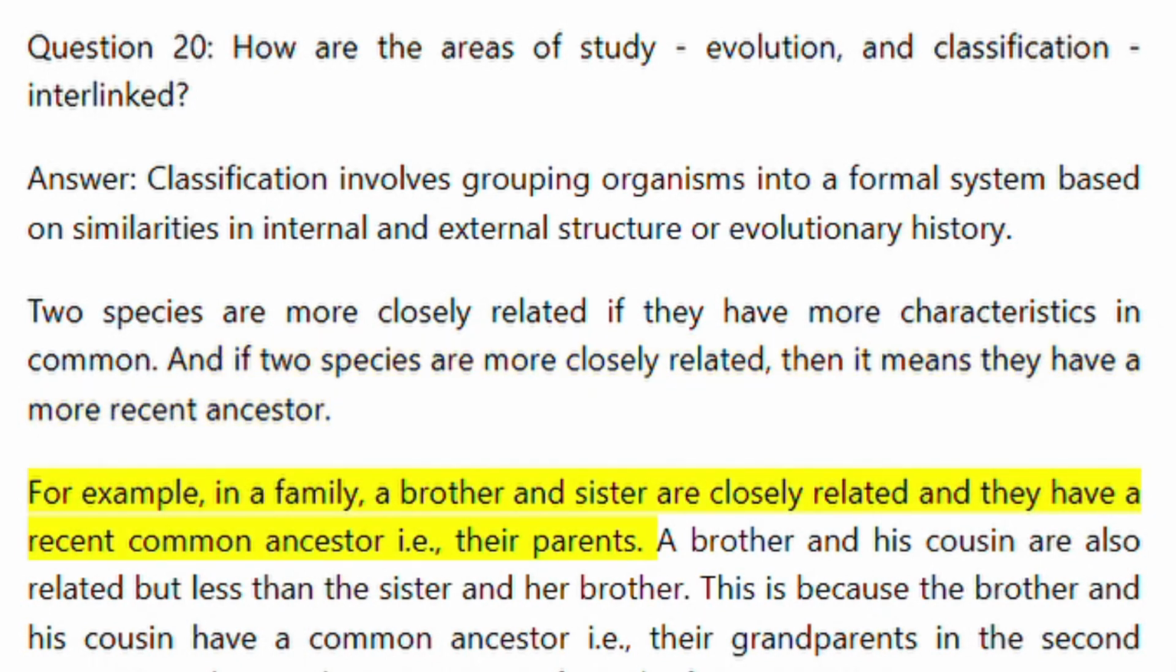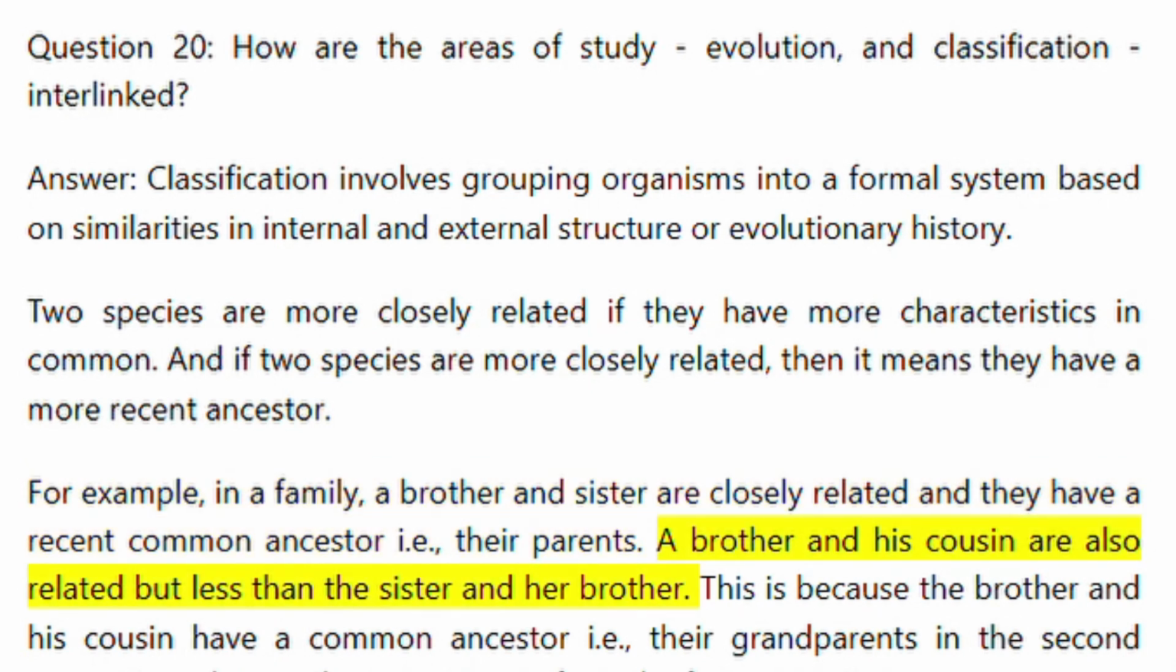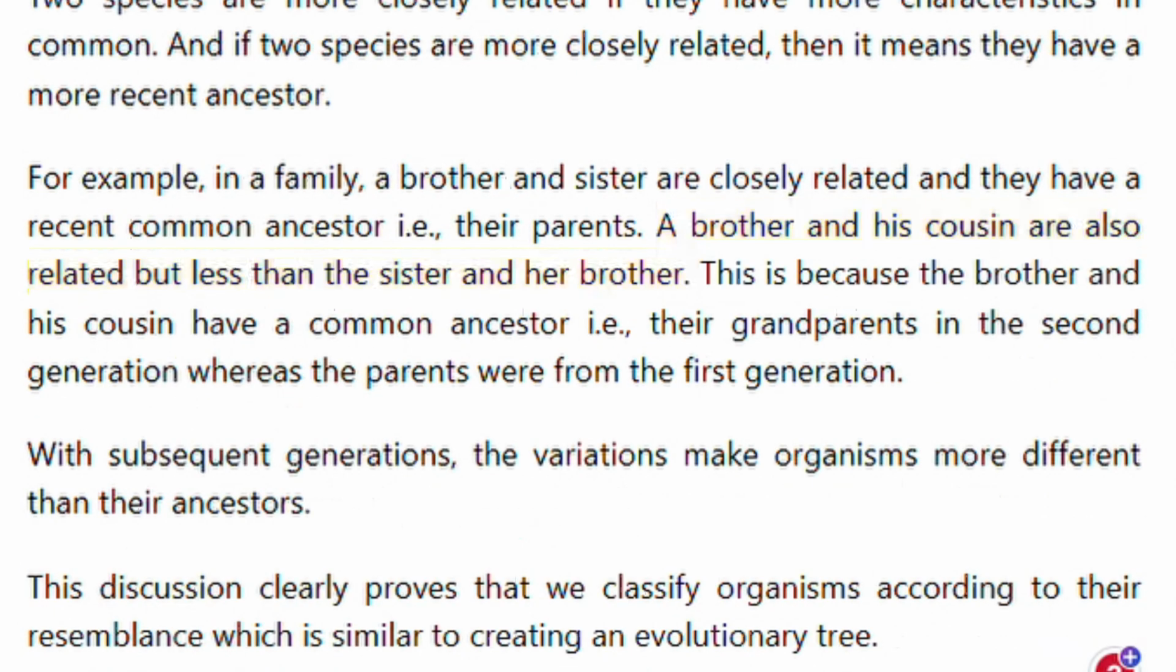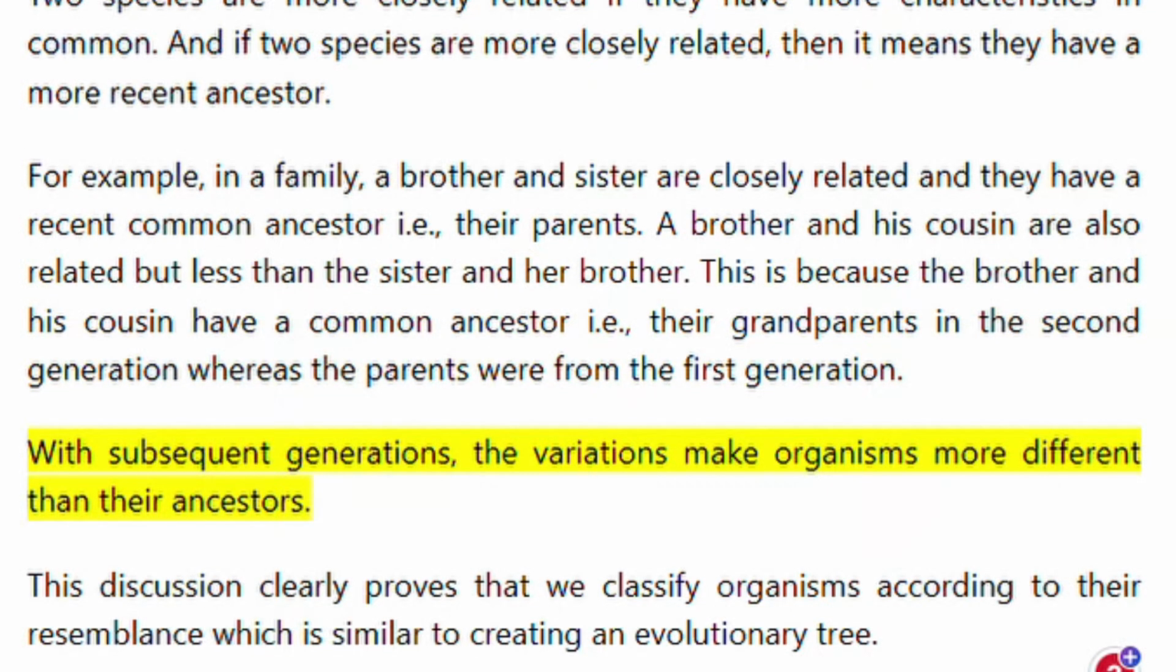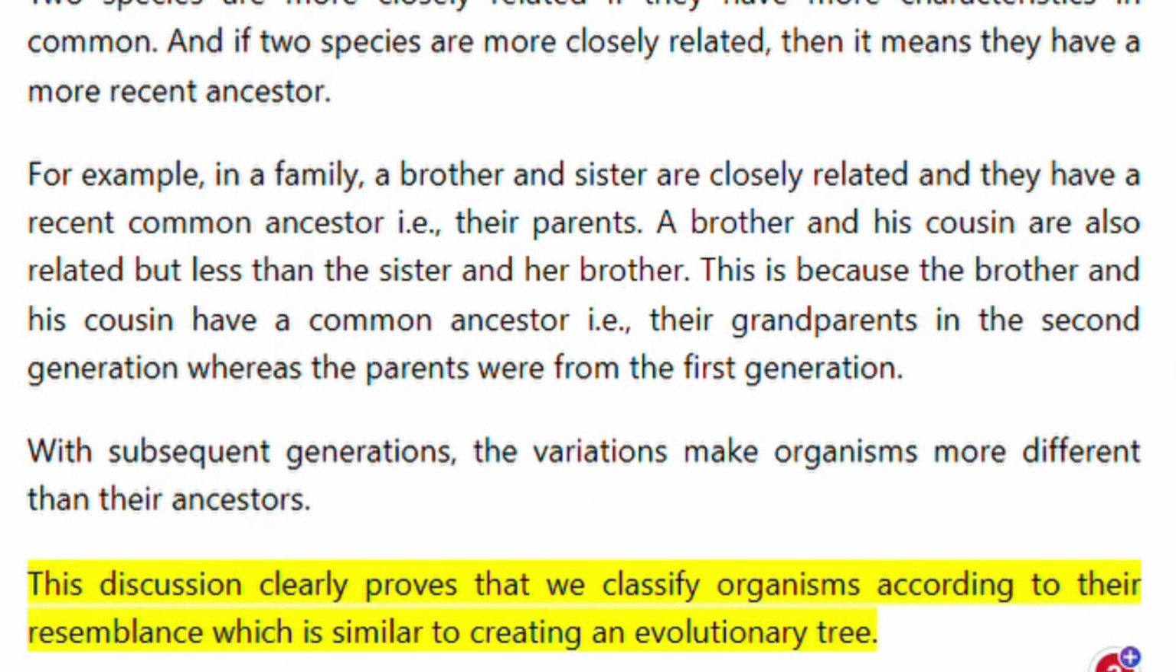For example, in a family, a brother and sister are closely related and they have a recent common ancestor, i.e., their parents. A brother and his cousin are also related but less than the sister and her brother. This is because the brother and his cousin have a common ancestor, i.e., their grandparents in the second generation, whereas the parents were from the first generation. With subsequent generations, the variations make organisms more different than their ancestors. This discussion clearly proves that we classify organisms according to their resemblance, which is similar to creating an evolutionary tree.